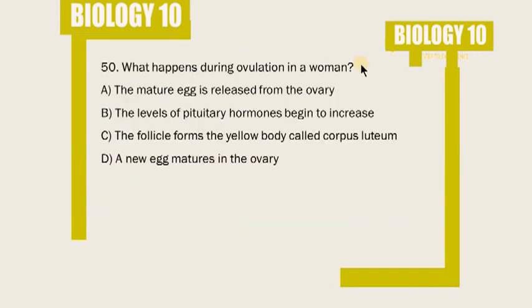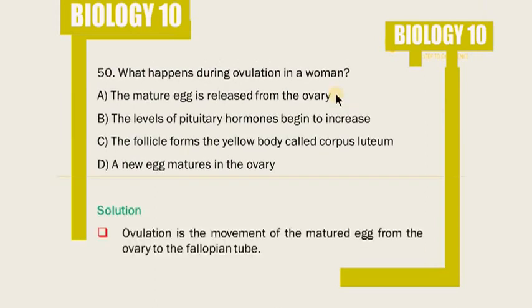Question 50. What happens during ovulation in a woman? A. The mature egg is released from the ovary. B. The levels of pituitary hormone begin to increase. C. The follicle forms the yellow body called the corpus luteum. Or D. A new egg matures in the ovary. The answer is A. The mature egg is released from the ovary. Ovulation is the movement of the matured egg from the ovary to the fallopian tube.